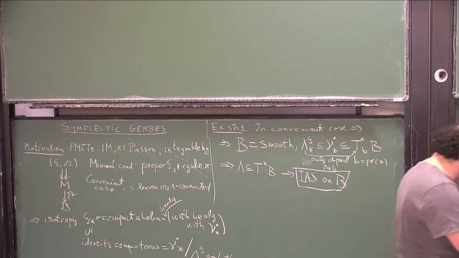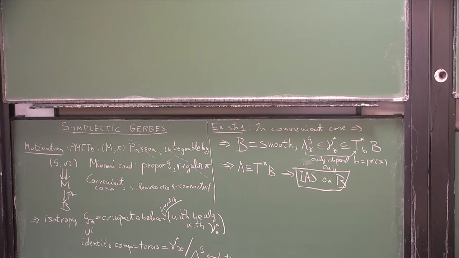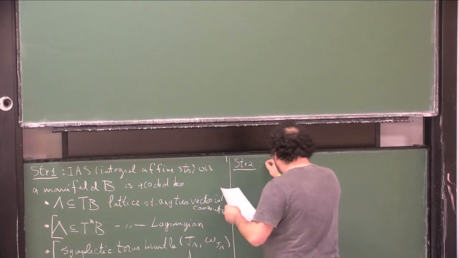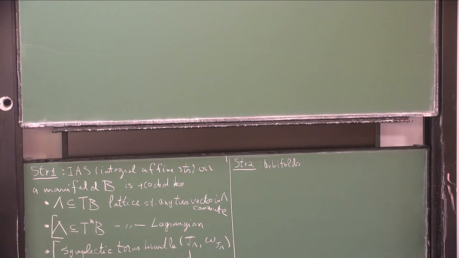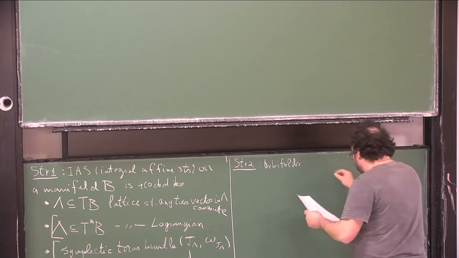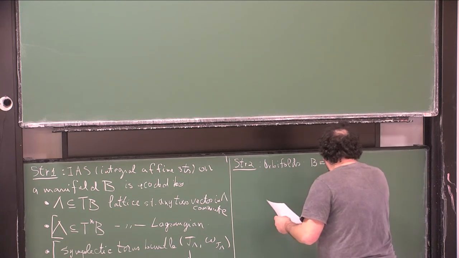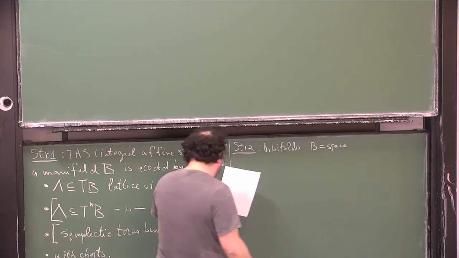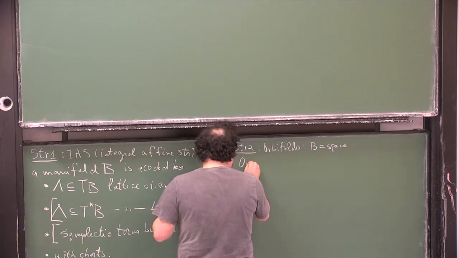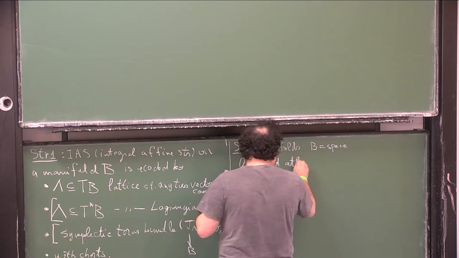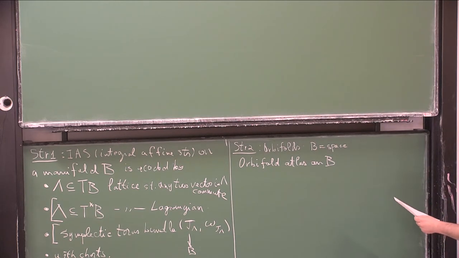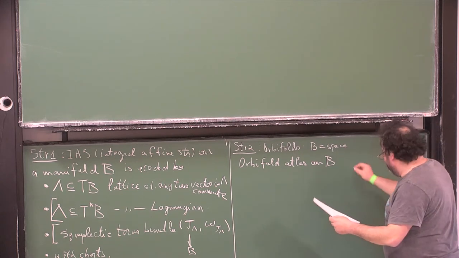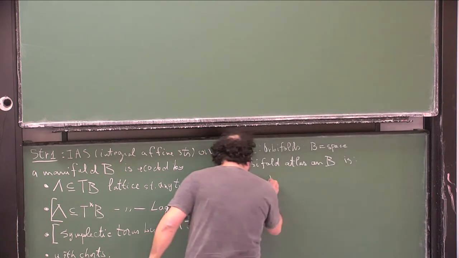Okay, back to structures. So that's structure two. Now I'm going to take a topological space capital B. I hope it's not confusing, I use the same letter. So B is a space, a topological space. Nice, Hausdorff, the usual conditions, but not with a smooth atlas. So now an orbifold atlas on capital B. There are various ways to organize an orbifold atlas, but the most elegant and I think also simplest and capturing everything is a proper groupoid over M.